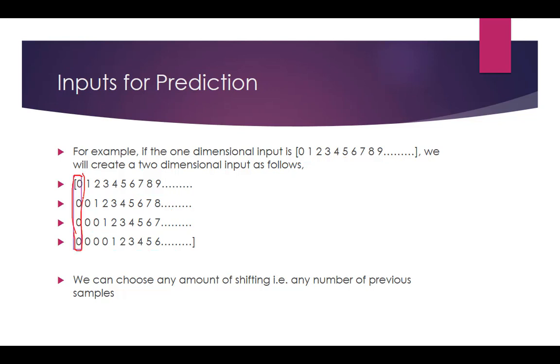After shifting, we will feed the first column as the first input, and after that we will feed the second column, and after that the next column and the next column. So that will contain the present value as well as the previous values. We can choose any amount of shifting for the input. That means we can use any number of previous samples. So let's go to the code.